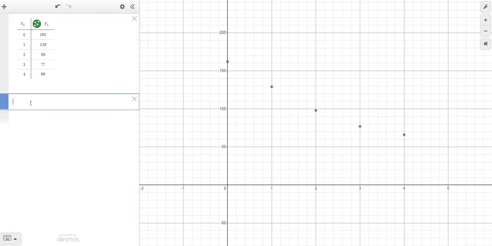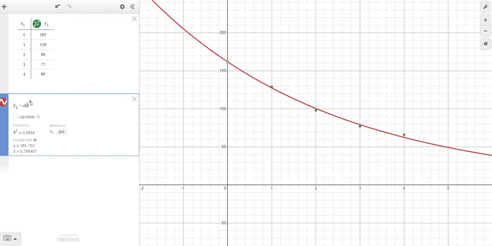So let's do that, and I'm going to use the ab^t form. Looks like a really good fit. My R squared is 0.995 something, and there are my a and b values. And so I'm going to say R(t) is 161.782 times 0.788 to the t power.